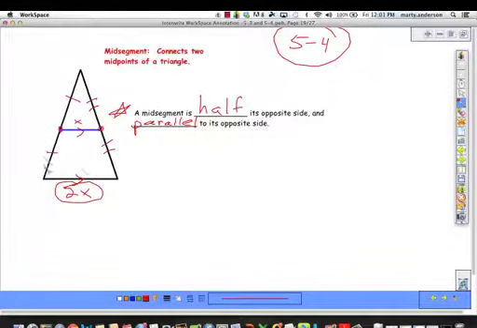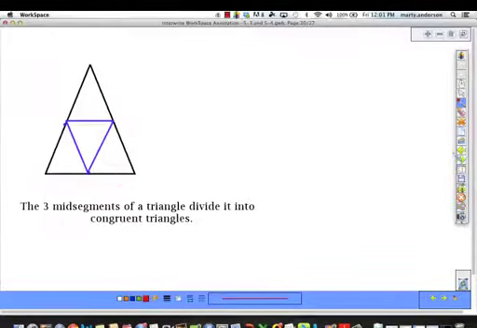Since it's parallel lines, notice I've made myself a little trapezoid here too, haven't I? So we can probably utilize those skills as well. Three segments of a triangle divided into congruent triangles. Notice this would be congruent to this. This would be congruent to this. This would be congruent to this.